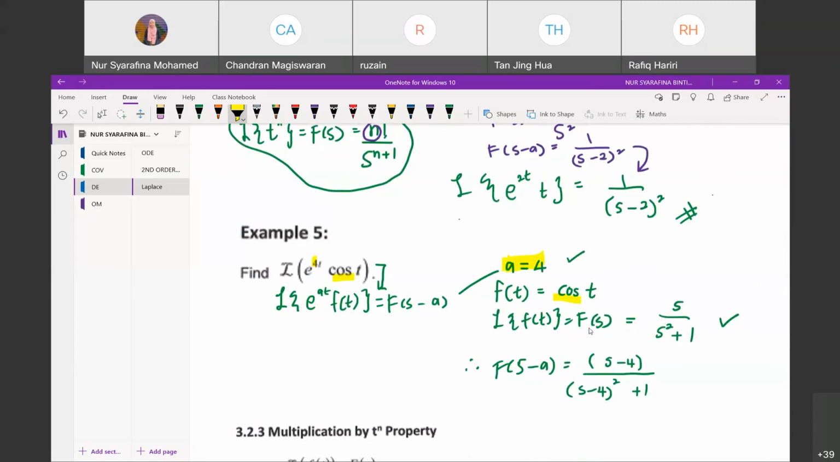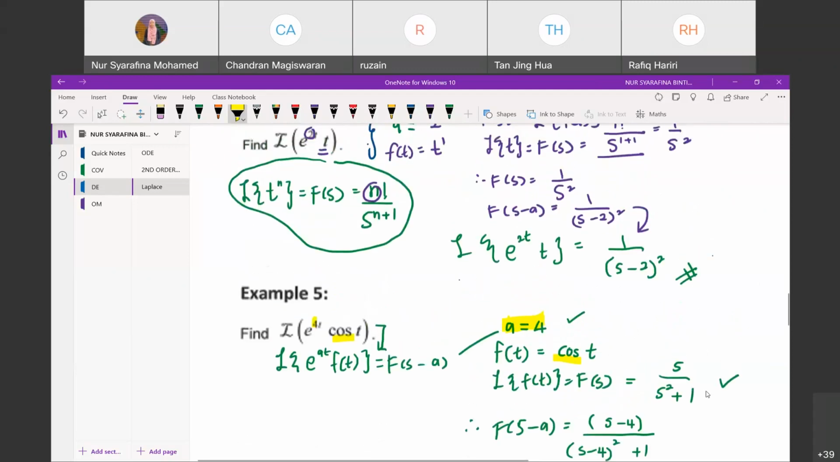Now, from this F(s), you want to have F(s minus a). So just use a here. Every s in the function just minus with a. s becomes s minus 4. s squared becomes (s minus 4) squared plus 1. Okay, clear now?